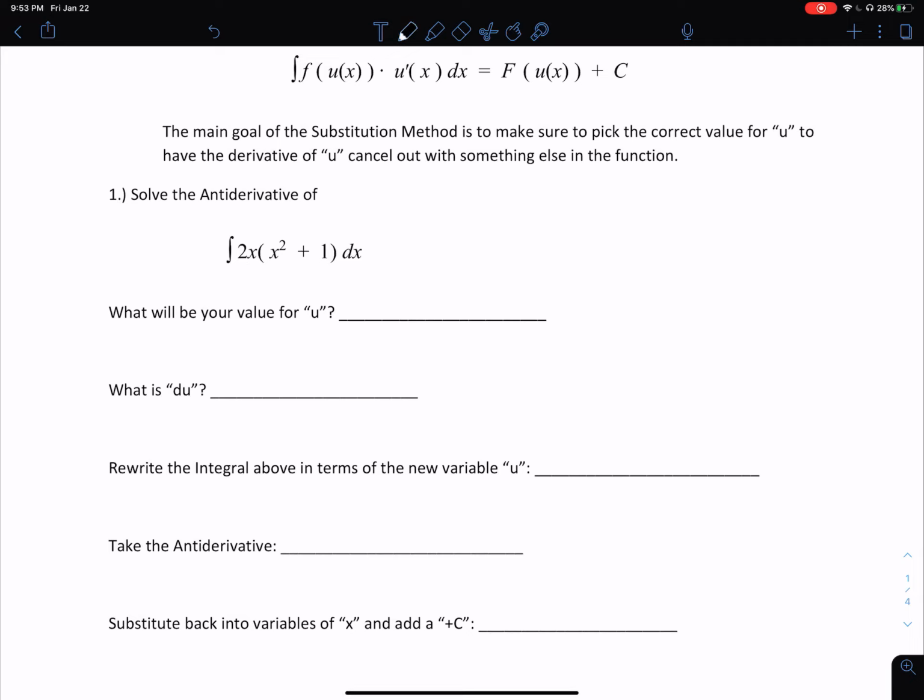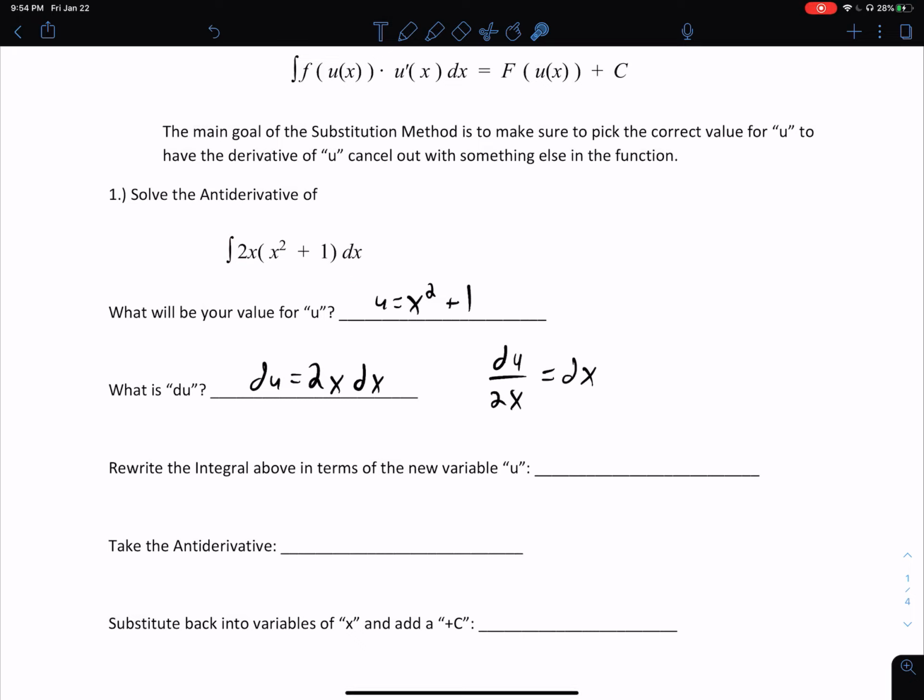So if we made u equals x squared plus 1, then when you take the derivative of that, du is equal to 2x dx. And then when you solve for dx, because you're going to need to solve for dx, you get du over 2x equals dx. So when you plug this back into here, this 2x is going to cancel with that.